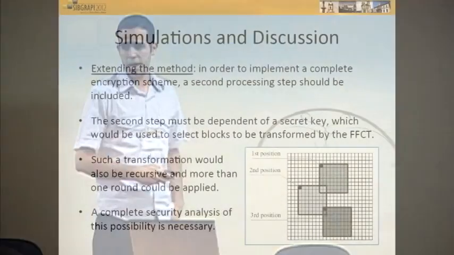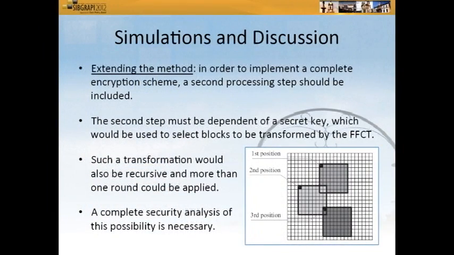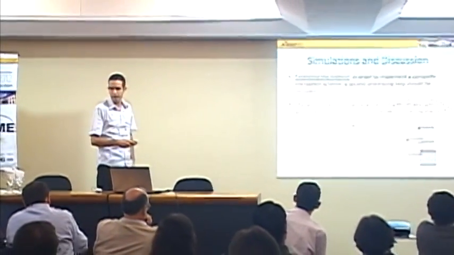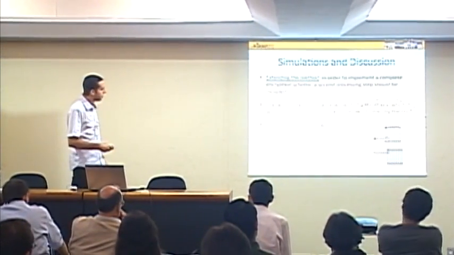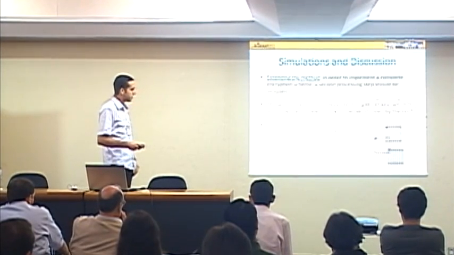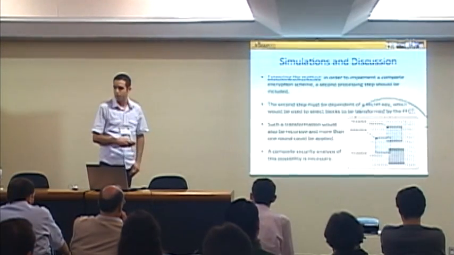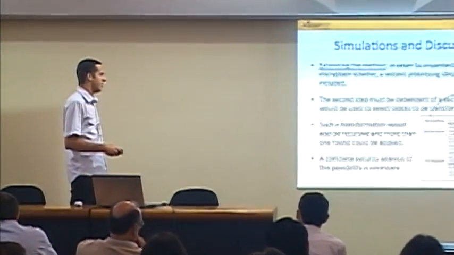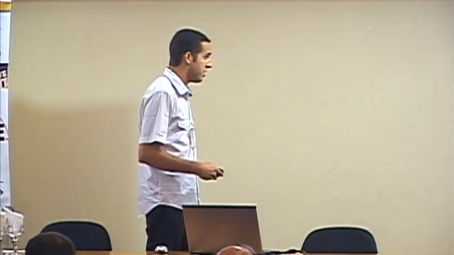So we can extend the method by introducing a key. Using a key, we can select random or pseudo-random pixels and compute the transform again in order to produce a complete encryption scheme. But this has a key. This work is currently under investigation.